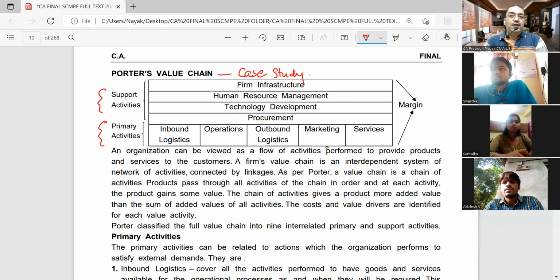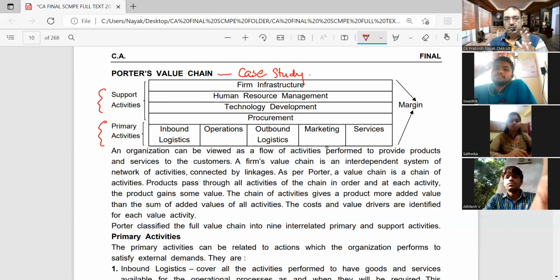So what you have to learn here are the two classifications: primary activities and support activities. What comes in primary activities, that you have to study. What comes in support activities, that you have to study. In total, 9 activities are there: 5 activities in the primary, 4 activities in the support. What are the 5 activities in the primary? You can remember them in a particular logical sequence. See, you can write the answer in any order, but prefer to follow a particular order.